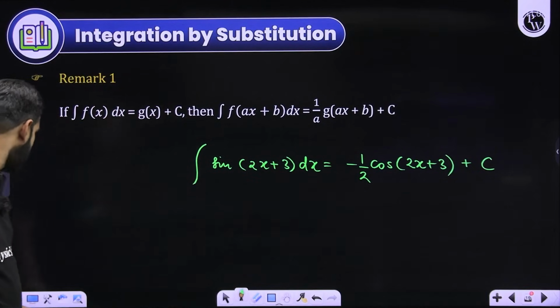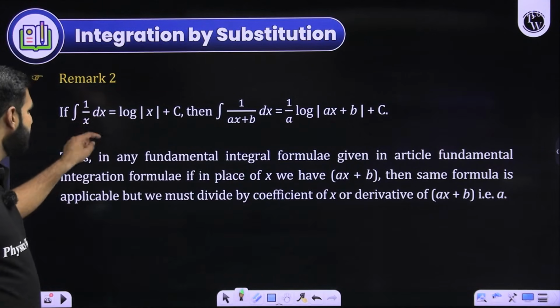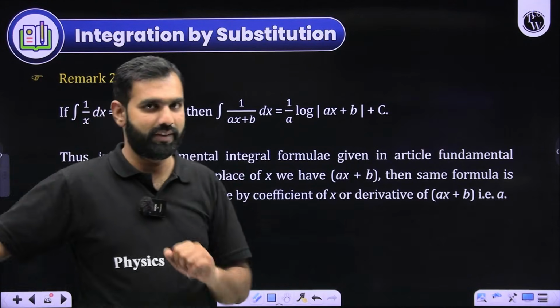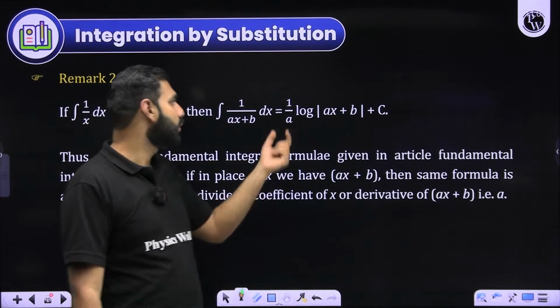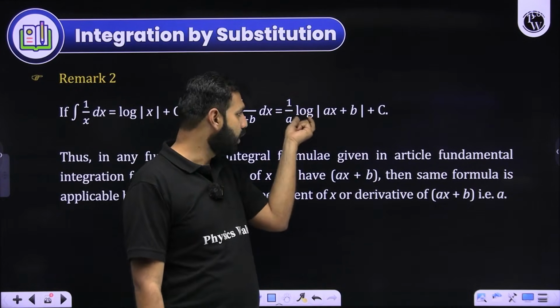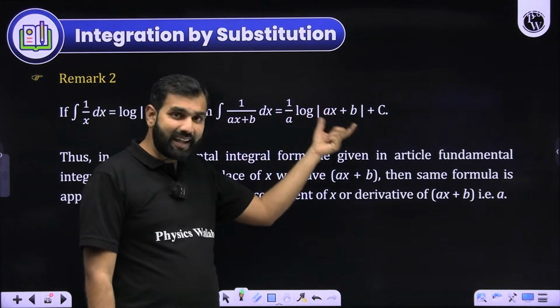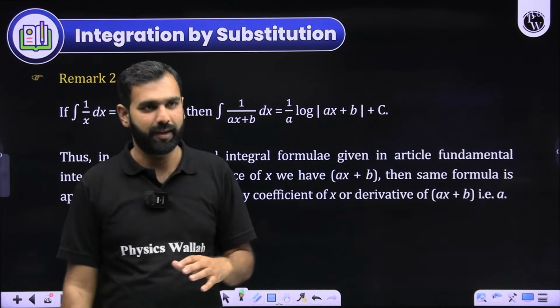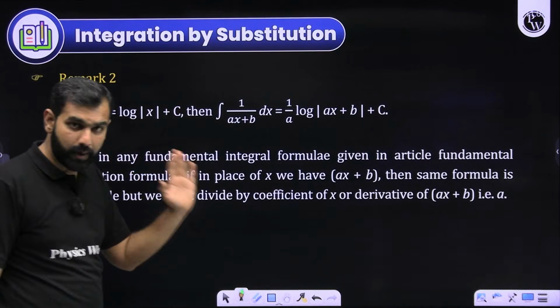Similarly, there's one more result which you should remember. We know that 1 upon x when integrated gives you log of mod of x. So whenever you are given something like 1 upon ax plus b, then you don't hesitate in writing its integration as log of mod of ax plus b. But again, you divide this entire expression by the coefficient of x, which is a. I hope there is no confusion on that front. You will remember this result.